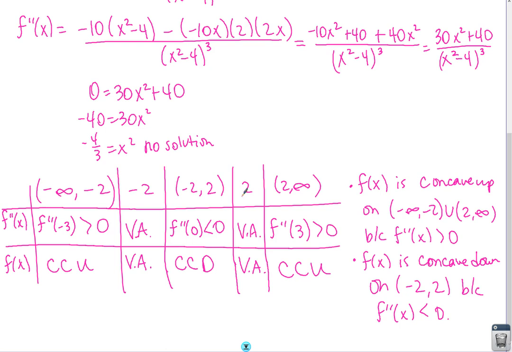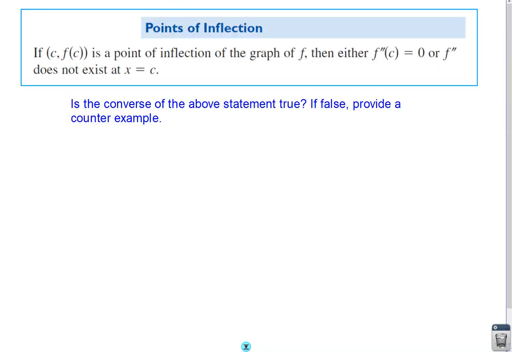Because your concavity is changing over an asymptote instead of at a specific point, they're not points of inflection. Okay, let's go on to the next slide. Oh, speaking of points of inflection, if f of c is a point of inflection on the graph of f, then either f double prime of c is equal to 0 or f double prime of c does not exist at x equals c.